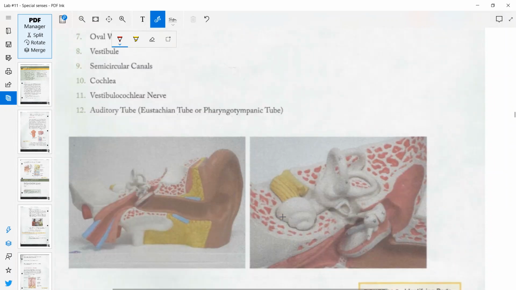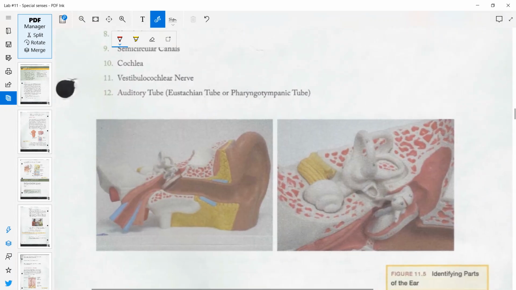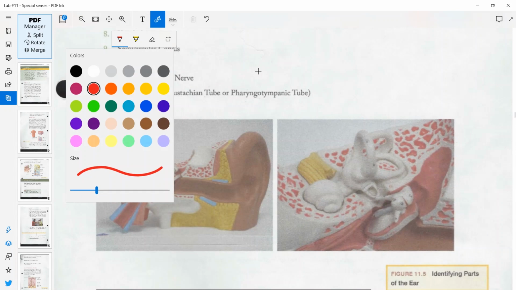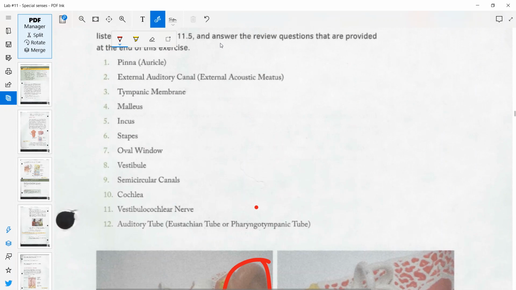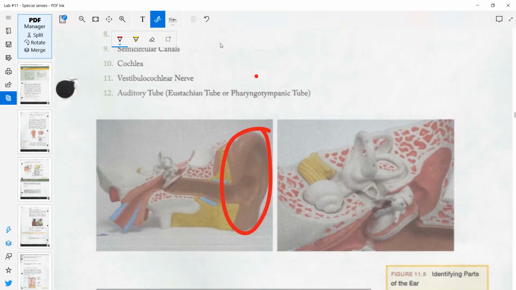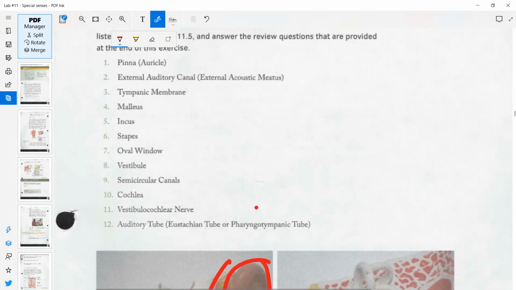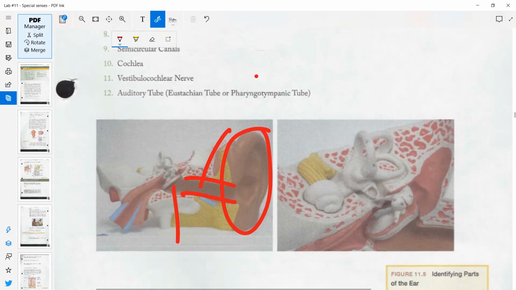So pinna or auricle. Okay. This is this one. Okay, auricle, right? External auditory canal is right here. So that tube here. Tympanic membrane can be seen here, so that's the tympanic membrane.